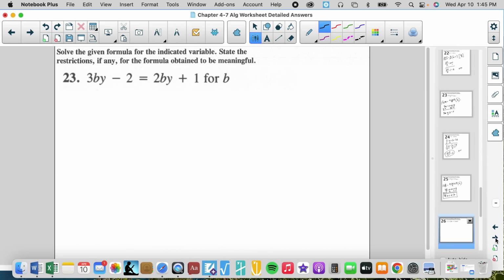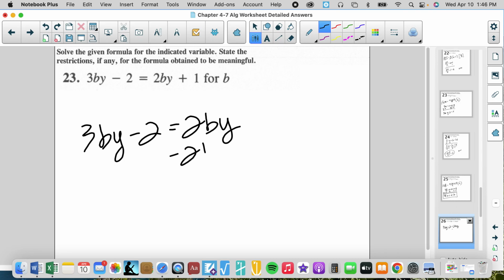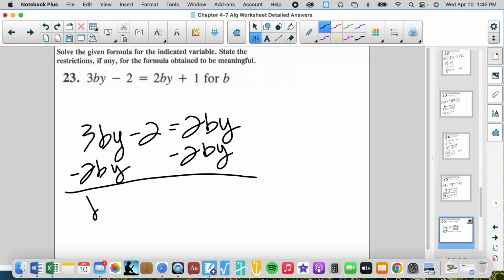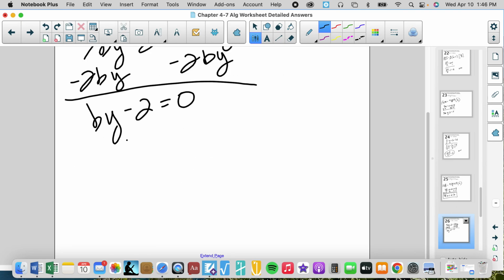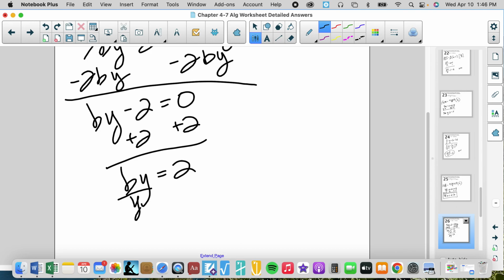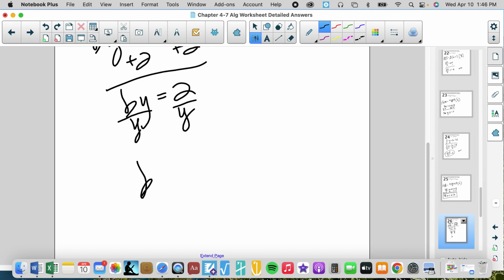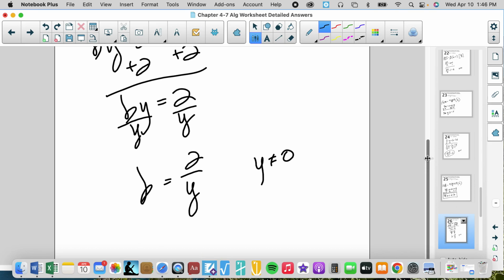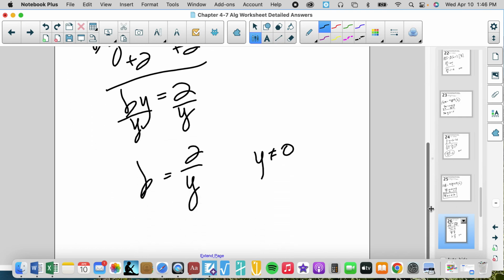Let's solve for B. Again, we see that we have B on both sides. We have two B's, so let's move the B's to the same side. And I kind of wanted it to be a positive. And now I'm going to move the 2 back over. I get By equals 2, and I'm solving for b. I'll divide both sides by y. b equals 2 over y. We definitely know y can't equal 0. Any other variable in the denominator? Nope. That's it.